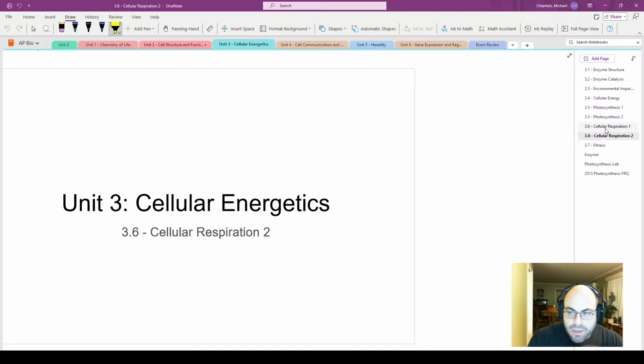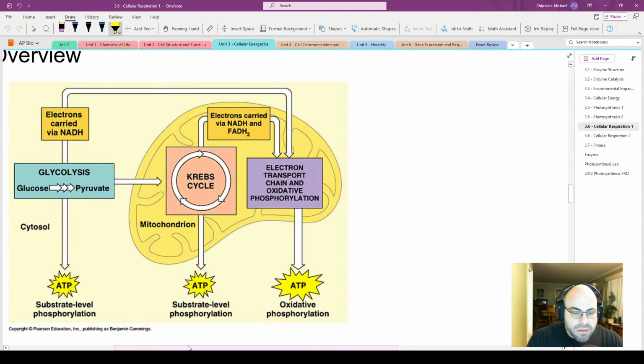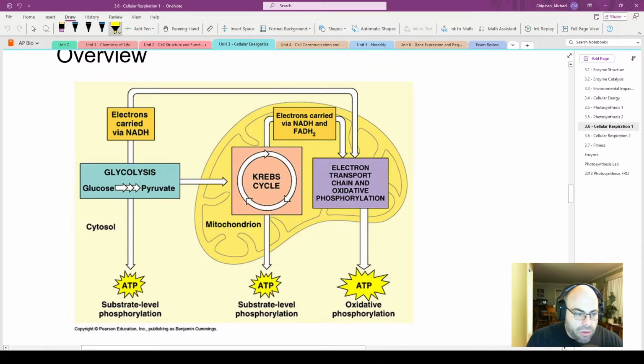It's this picture right here that's so good. Seriously, go out and Google cellular respiration and find a picture that looks like this, because it's like the secret, right? It tells you what the arrows are, you follow the arrows, everything's perfect. These are the three steps of cellular respiration: glycolysis, Krebs cycle, etc.